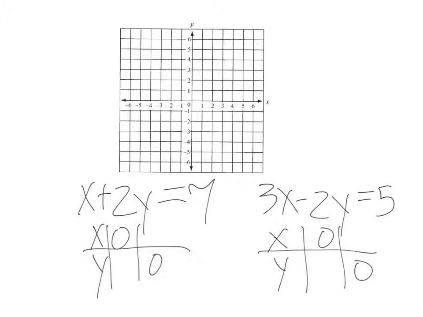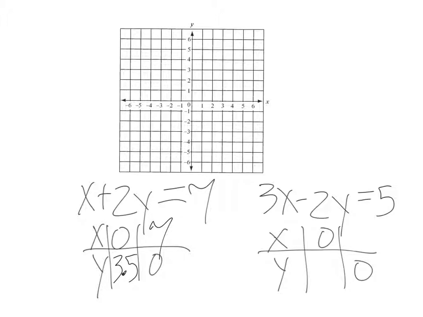So the first one, we put 0 in for x. That'll leave us 2y equals 7, so obviously that gives us 3.5, or 7 over 2. For our y, we have 0 here, so if we put that in, 2 times 0 is 0, and that's just going to leave us x equals 7.